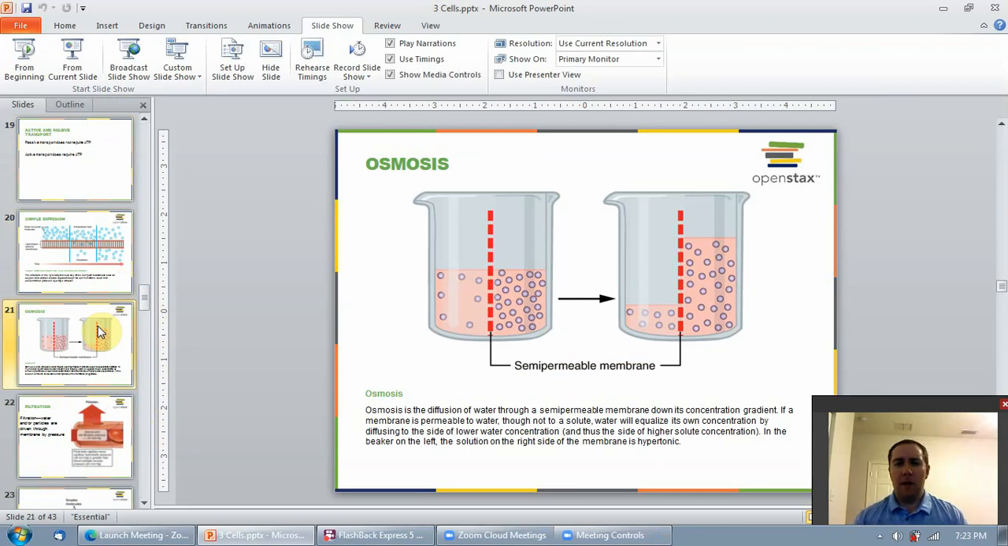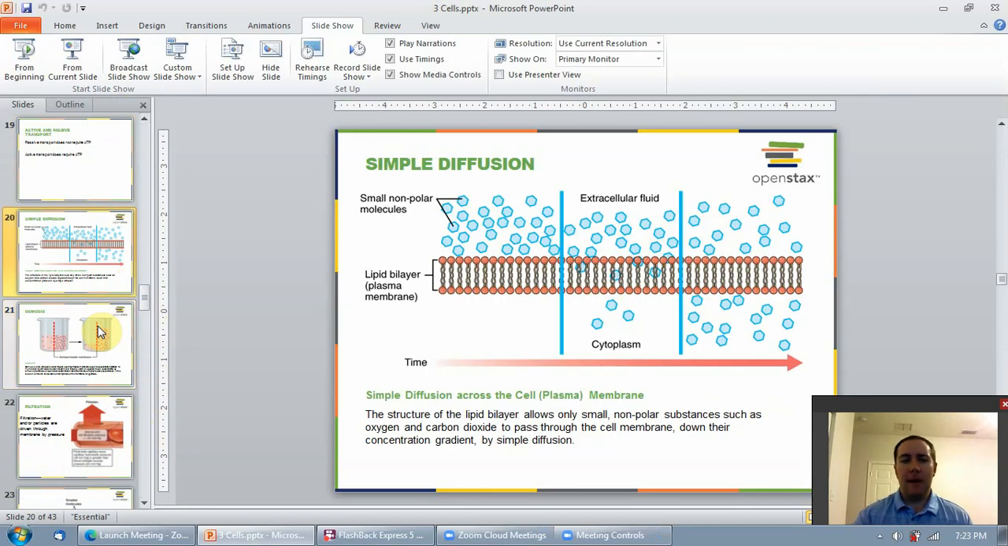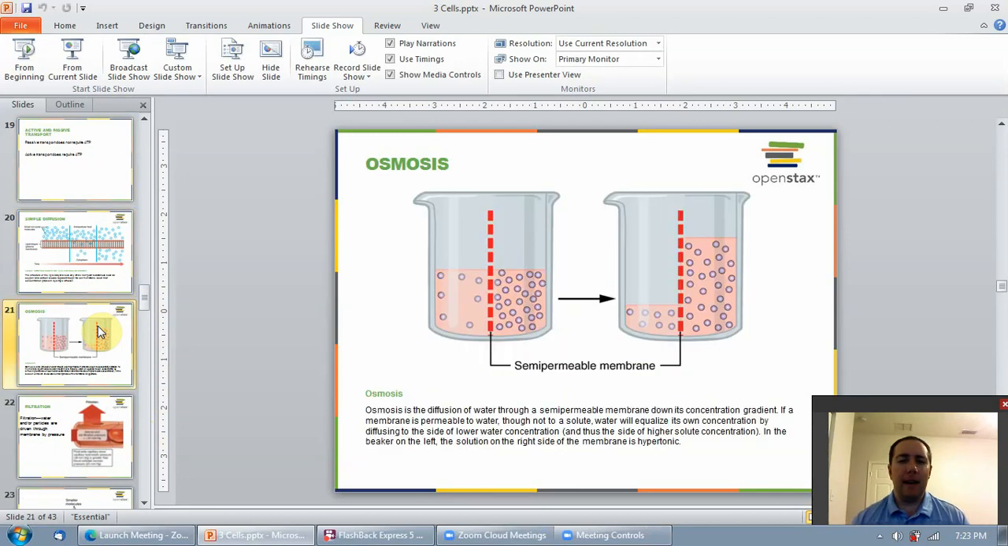In diffusion, the sugar moves to equal out the concentration. In osmosis, the sugar can't get through the membrane, and so the water moves to equal out the sugar concentration. Okay, water in osmosis. Yeah. So in osmosis, only water will move. Only water. Okay, got it.